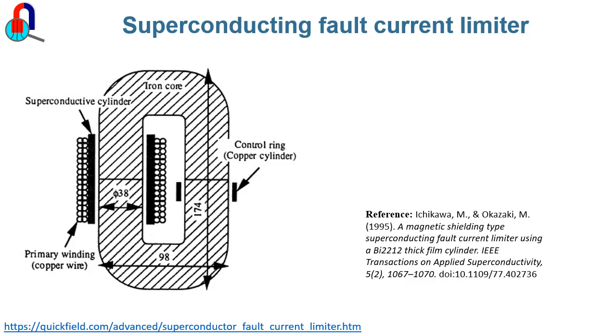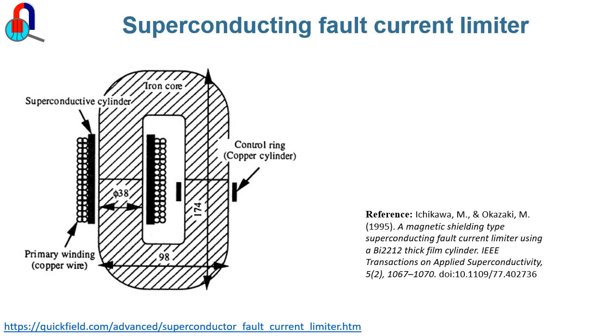The next type of fault current limiter I want to look at involves a ferrite type of design. This is one particular example of it, where we have a ferrite core, and there's a superconducting cylinder surrounded by the primary winding. And then, once again, in the fault condition, the superconducting tube is going to become normal, and the flux is going to couple into the iron core, thereby reducing the current in the primary.